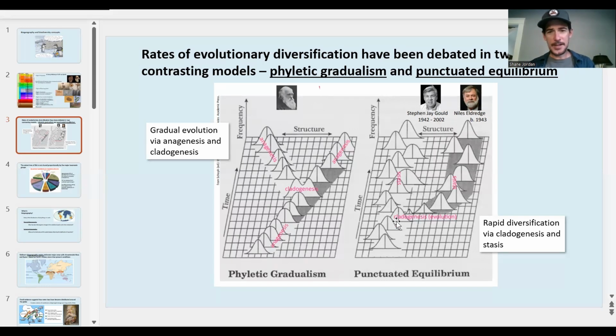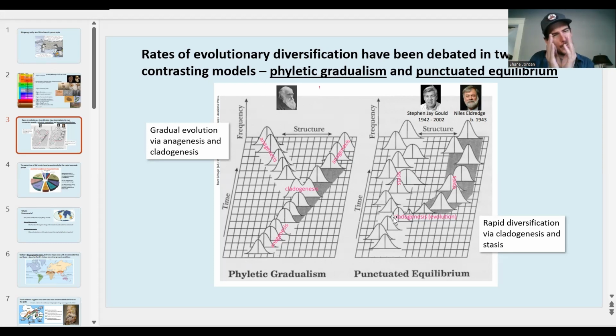Punctuated equilibrium, on the other hand, is much different. Under this model, we see similar variables being discussed, similar frequency distributions, so to speak, and maybe the frequency of the traits are shifting back and forth and shifting back and forth, and then all of a sudden we have an event of cladogenesis that is punctuated, that it's extreme.